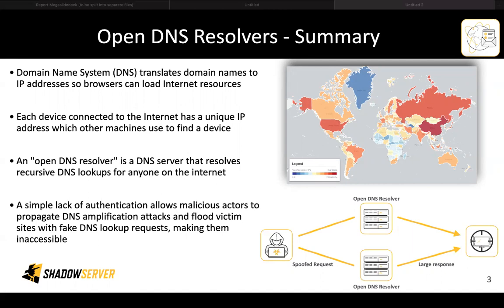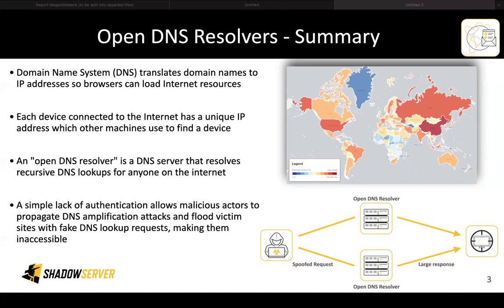With reference to the diagram on the bottom right of this slide, here we can see a simple lack of authentication can allow malicious actors to propagate DNS amplification attacks and flood victim sites with fake, spoofed DNS lookup requests, making them inaccessible.